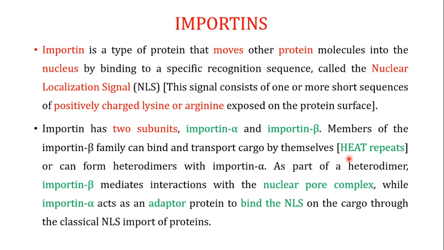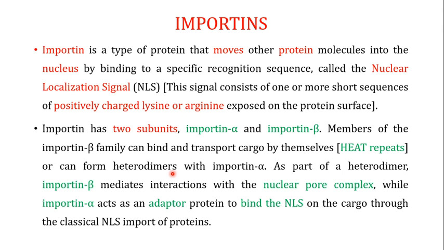At this particular time, just keep in mind that the Importin-β can bind and transport cargo by themselves. But these Importin-β can also form heterodimers with the Importin-α. One Importin-α, one Importin-β, so you will be getting a dimer. As the Importin-α and the Importin-β are different from each other, we are using this term hetero over here. So one Importin-α and one Importin-β combine and it forms a heterodimer.